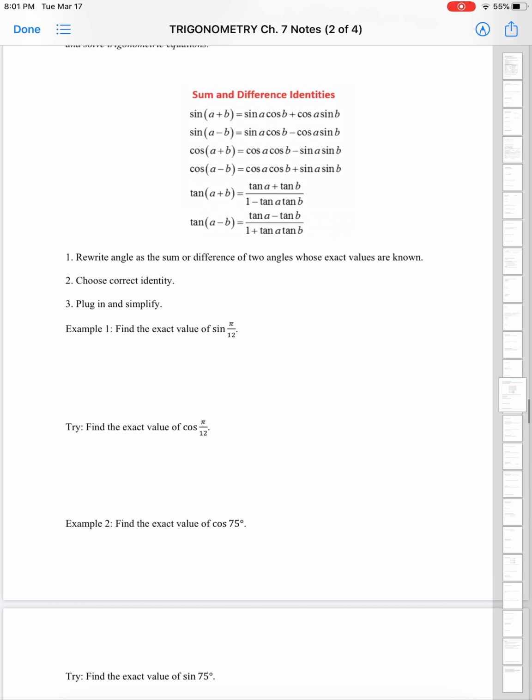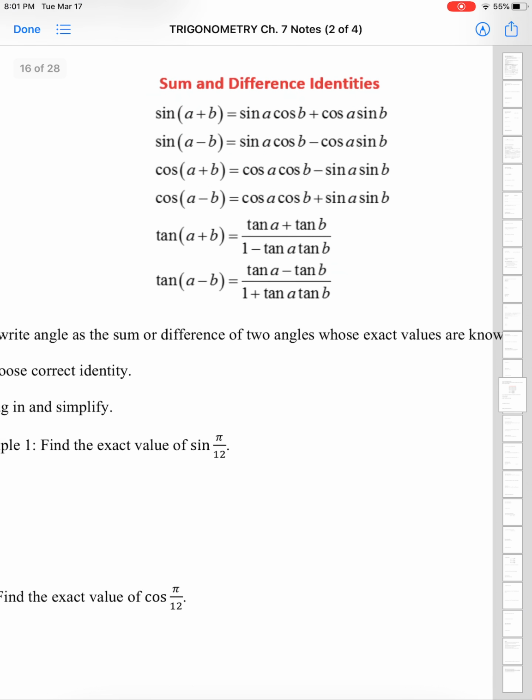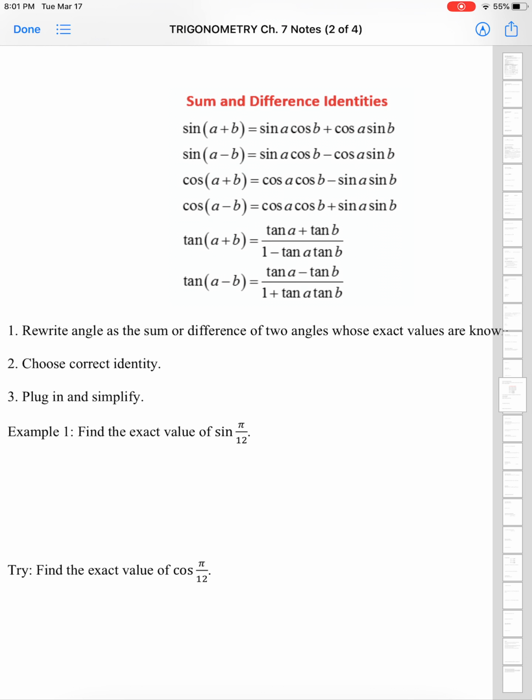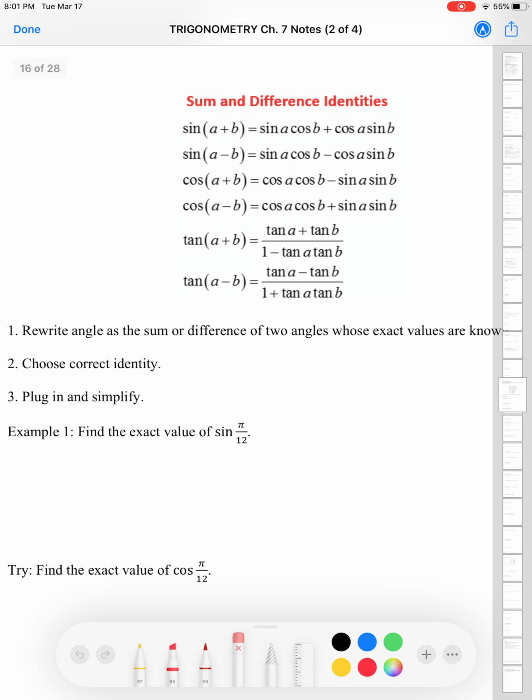Okay, so you're going to want to keep these sum and difference identities handy. What I did in my own paper copy of the notes is I actually numbered them. So I numbered this one number 1, number 2, number 3, number 4. And number 5 and 6 we won't get to today, but still number them just for fun right now.